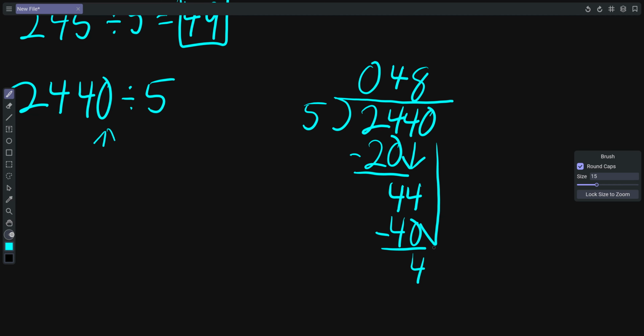And we drop down this 0, and 5 will go into 40 8 times. And 5 times 8 is going to equal 40. This will cancel out, and we are left with our final answer of 488.